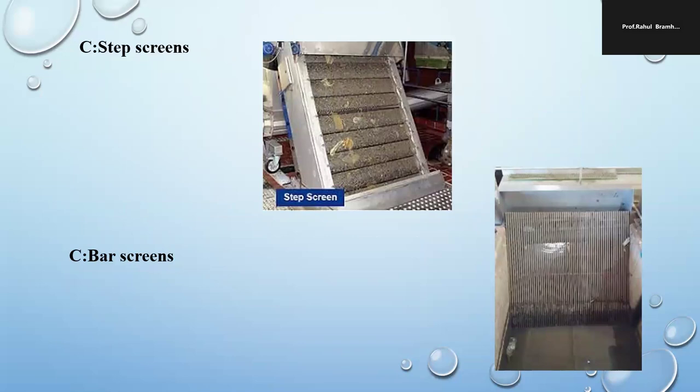Then next is step screen. See, in the step screen there is a structure like steps, so that's why it is step screen. Then bar screen. In the bar screen, steel bars are provided in a vertical position at equal distance. So that is called a bar screen. So these are the types of screens which are used in the process of screening.